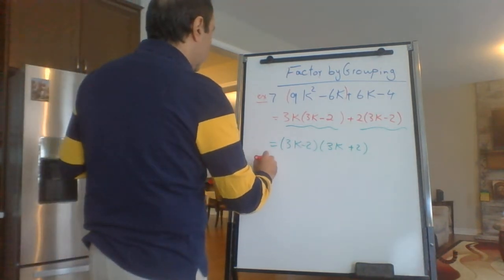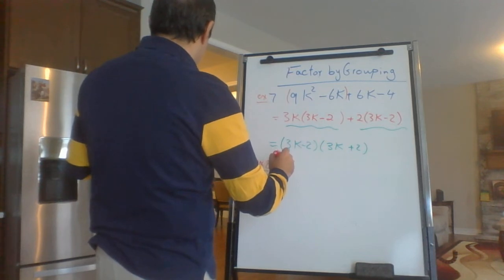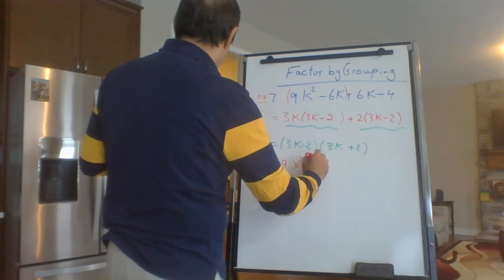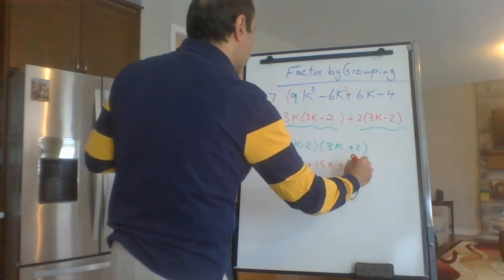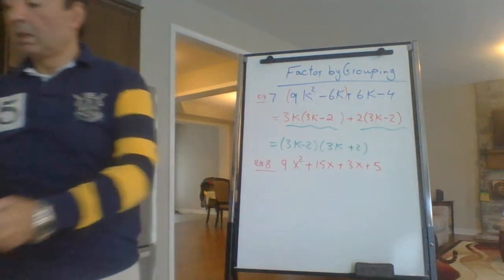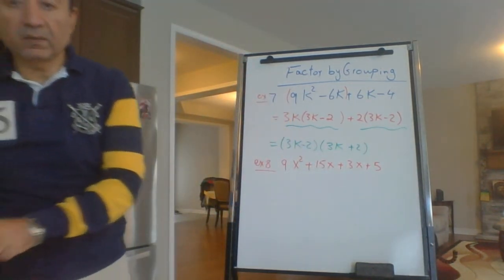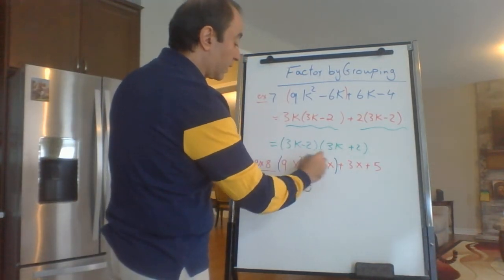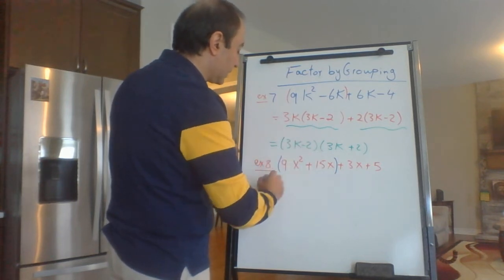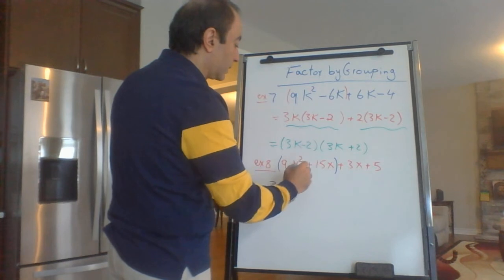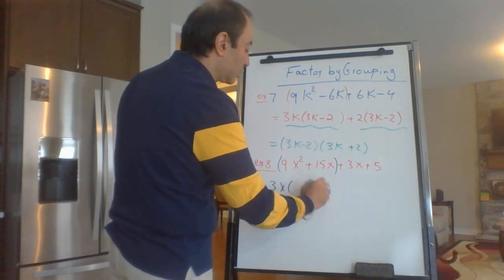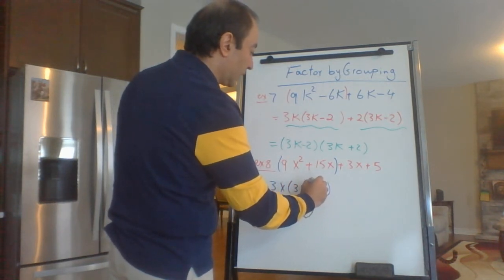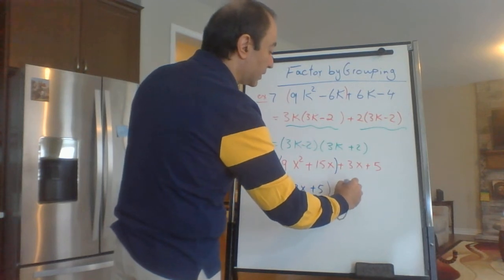Example 8: 9x squared plus 15x plus 3x plus 5. This is 4 terms, so I can factor by grouping. I group this. What is the highest common divisor between 9 and 15? That's 3. Between x squared and x is x. Then we divide each term by whatever we have factored out, so that will be 3x plus 5. And here there is nothing common, so I will leave it as it is.